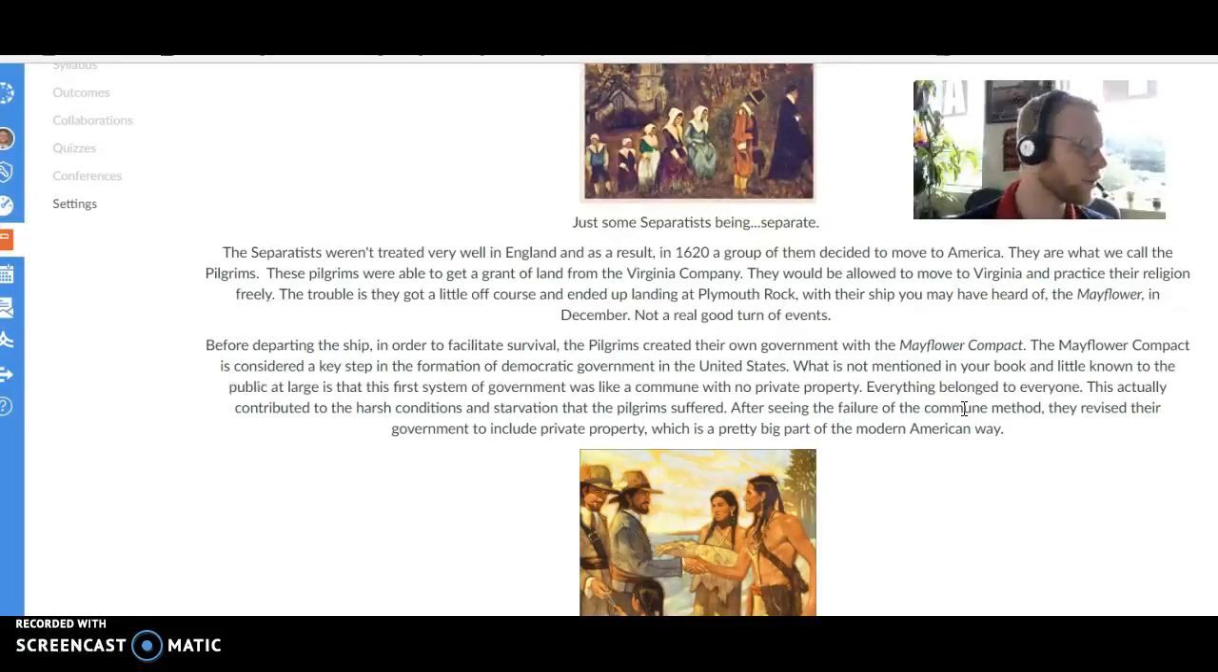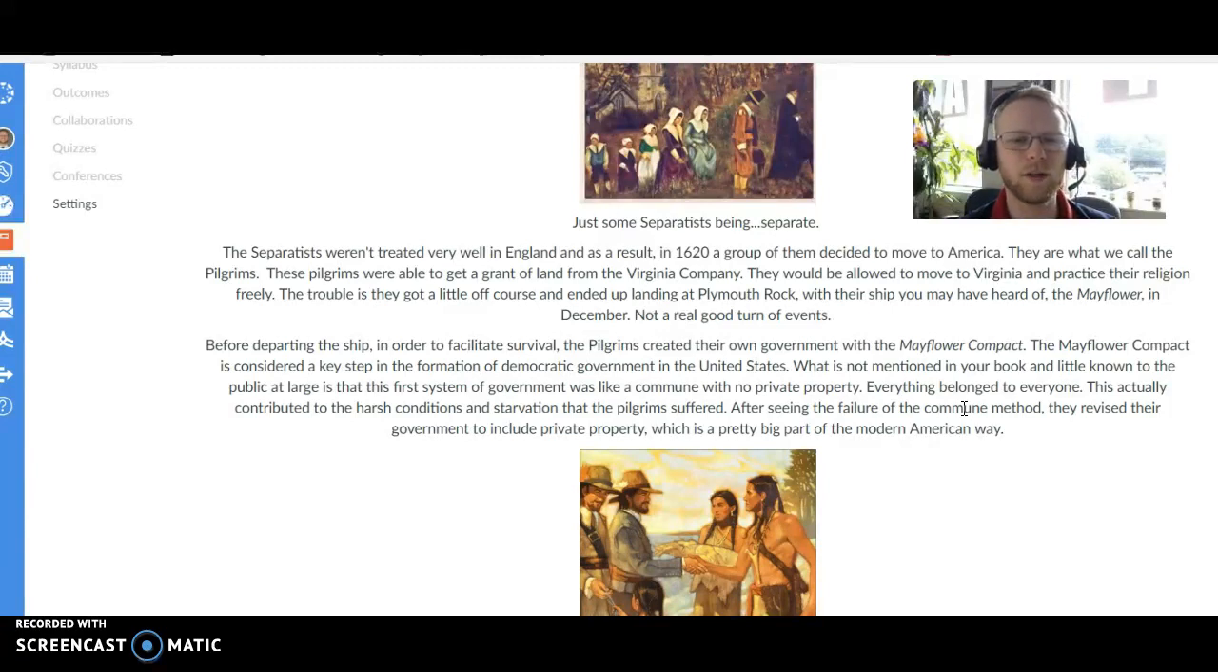What's not often mentioned is that this first initial government they set up was like a commune, so everybody shared everything. Some people will argue that this commune lifestyle contributed to a lot of the suffering that occurred in that first winter, and everybody knows about the suffering of the Pilgrims in the first winter.